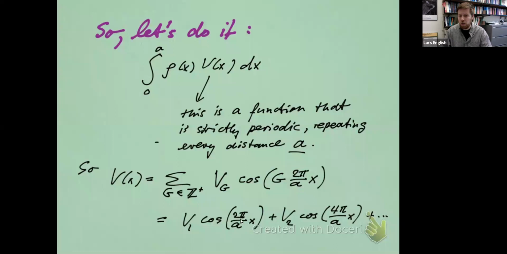So the first one has a wave number of 2 pi over a, the next one is twice that, and the next one will be 3 times that, and so on. So that's just a standard Fourier series that I'm using to write this periodic function V of x. So far so good, I can do that.